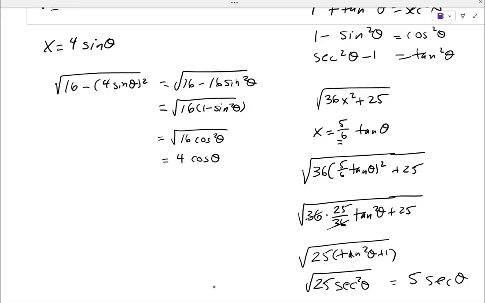Not too bad once you get the hang of it. It really is pattern recognition, and there really are just the 3 patterns. Okay, it really is. If you've got constant minus variable squared, you'll use sine. If you've got constant plus variable squared, you'll use tangent. If you've got variable squared minus constant, you'll use secant. It really is just pattern recognition.